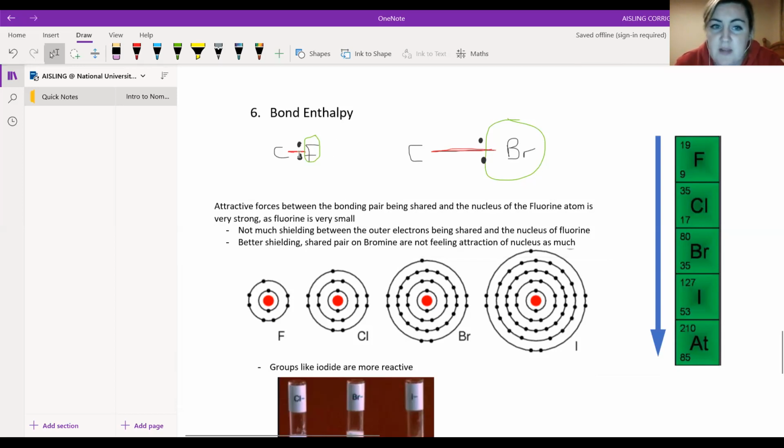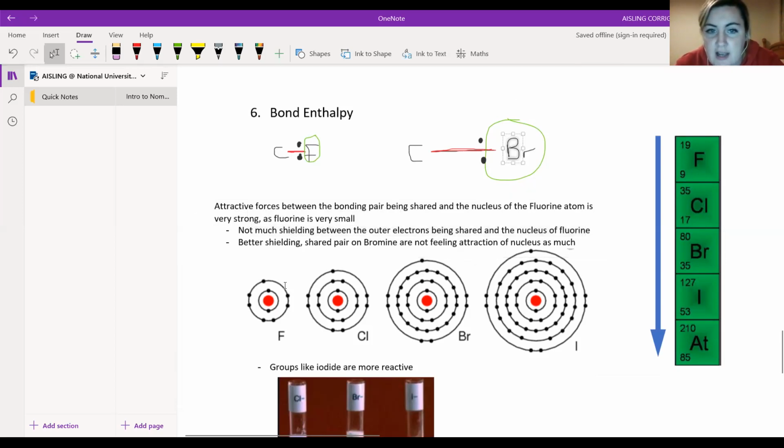The reason being as well, there isn't much shielding between the outer electrons being shared and the nucleus of the fluorine. There's not much stopping those two trying to get as close to each other as possible.